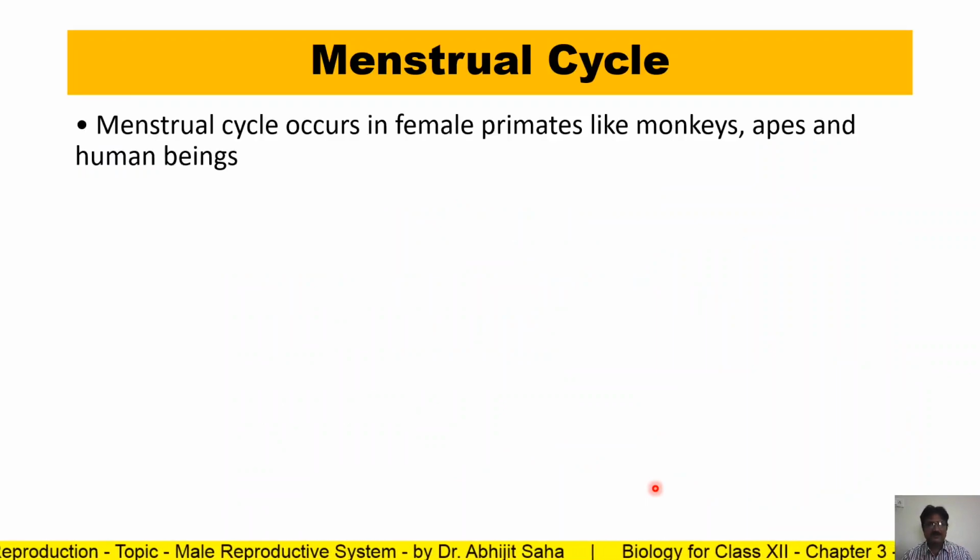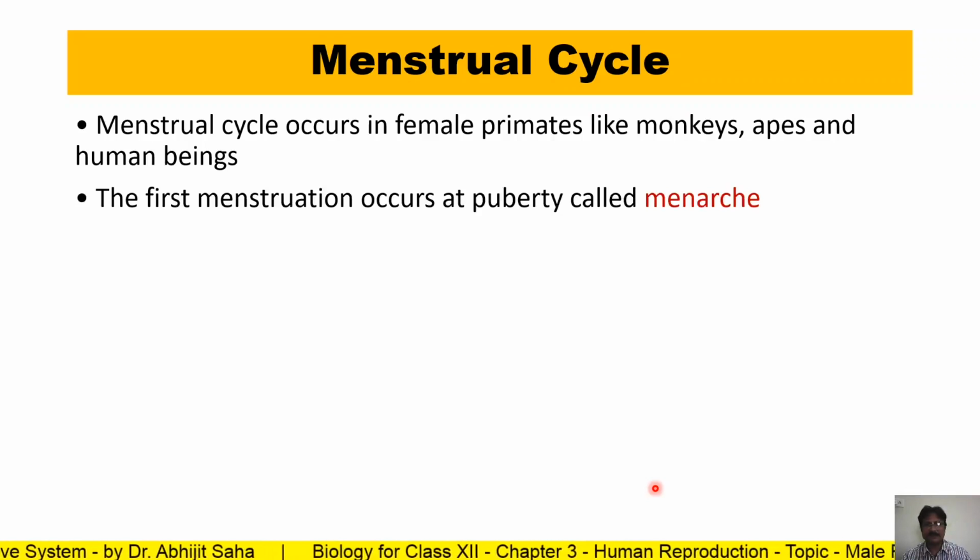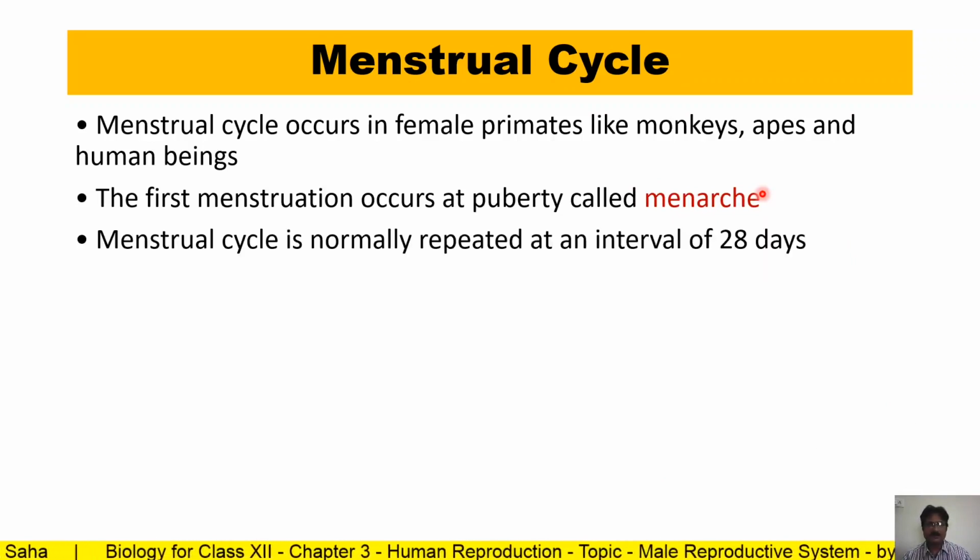Now it's time that we discuss in brief the menstrual cycle. The menstrual cycle occurs in the female primates: monkeys, apes and human beings. An important term here you should know is menarche. First menstruation at puberty is called menarche. Normally, the menstrual cycle is repeated at an interval of 28 days, but it may be more; it may differ from person to person.